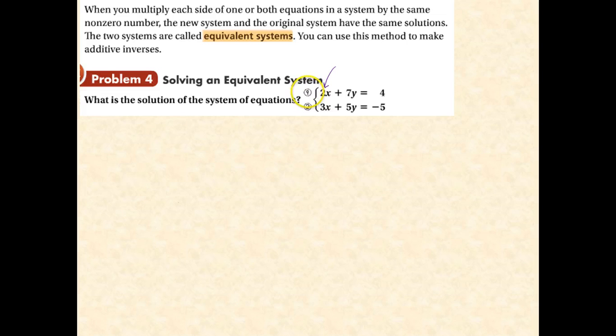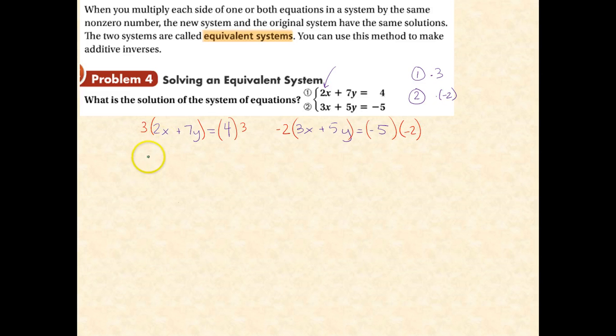If I was to multiply equation 1 times 3, and then multiply equation 2 times negative 2, what would happen to this first term? 2x times 3 is 6x. 3x times negative 2 is negative 6x. Then they would cancel out. So here's what I'm going to do. 2x plus 7y equals 4. And 3x plus 5y equals negative 5. So this first equation, I'm going to multiply both sides by 3. And this second equation, I'm going to multiply both sides by negative 2.